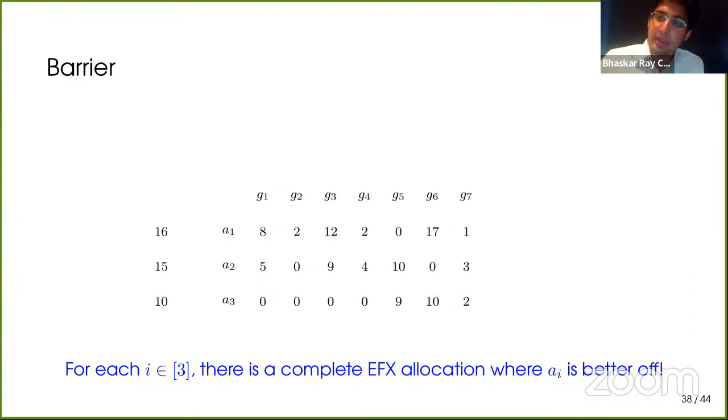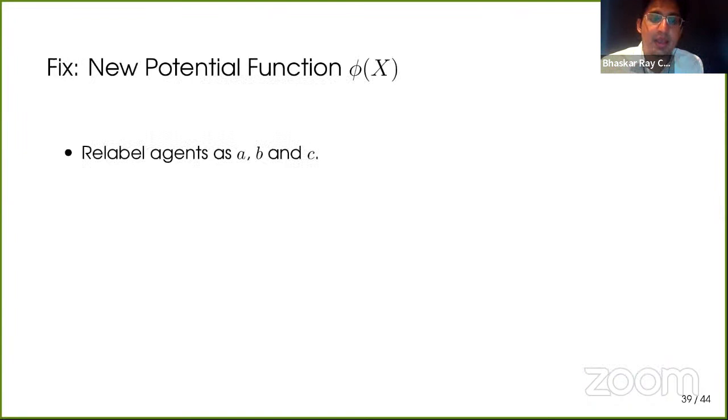And what we show in the paper is that this is true in general. Whenever you have one unallocated good, for every agent there exists an EFX allocation where this agent in particular is better off. Now the question is, can we leverage this? It turns out we can.